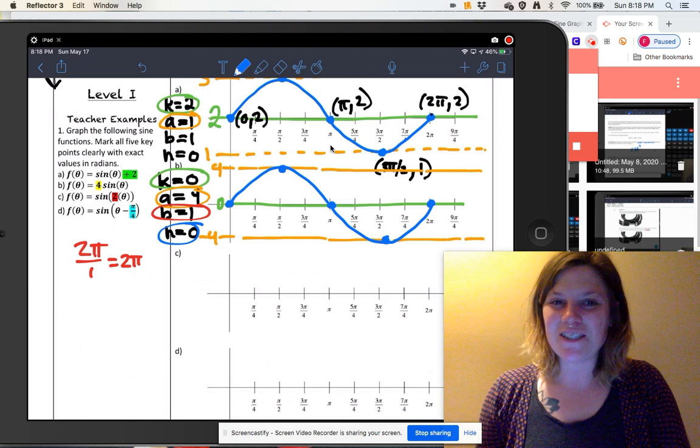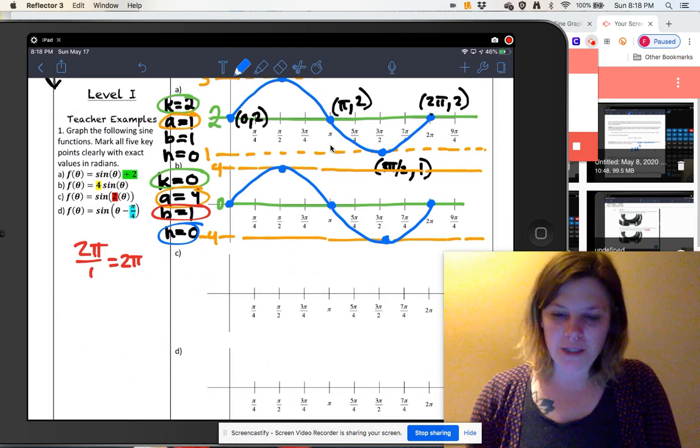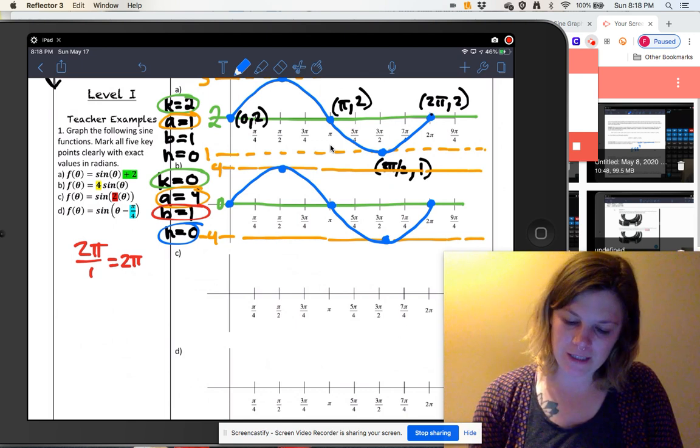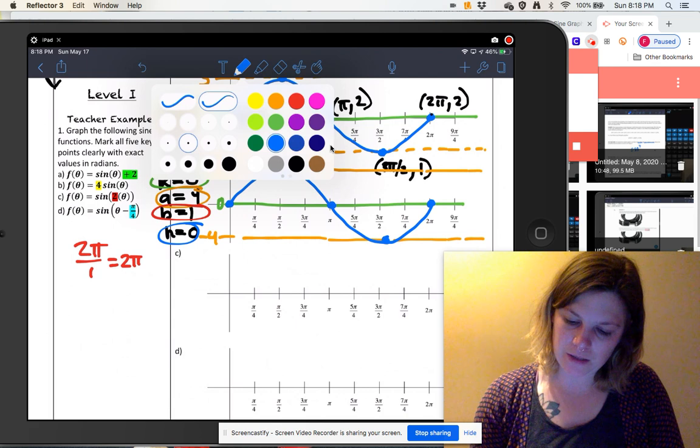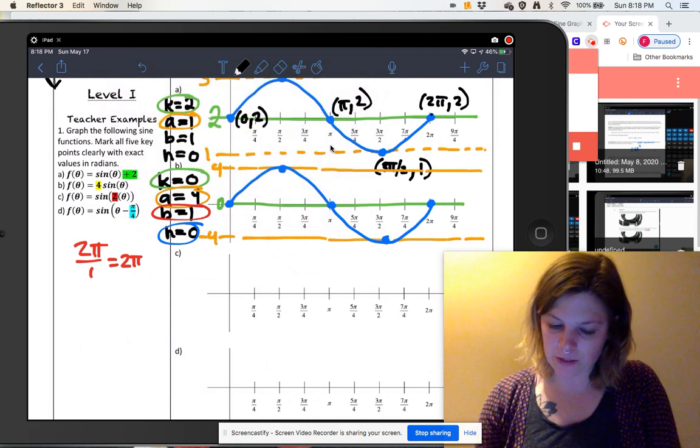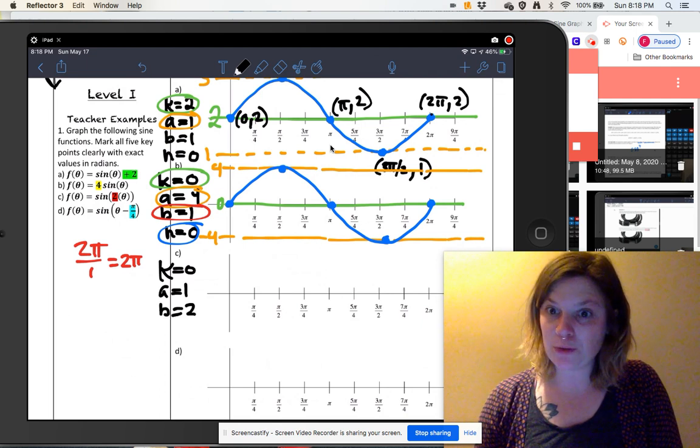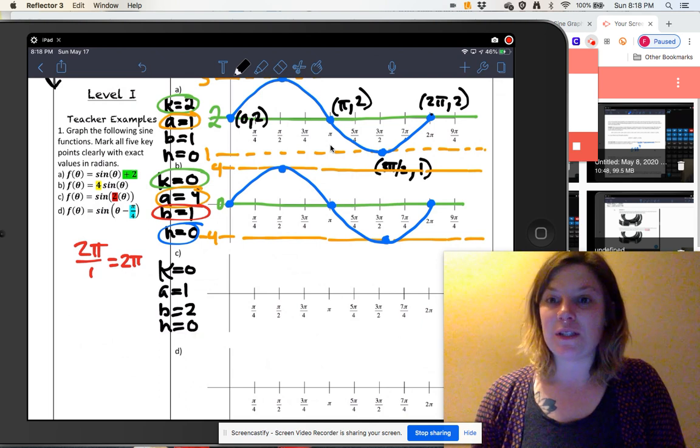Okay, so next one, we are going to do starting over, listing all of our values in order. We have, again, K is equal to 0. And then for question C, we got A is equal to 1 again. We have b is equal to 2 now. Ooh, we haven't seen that yet. And then we have h is equal to 0.